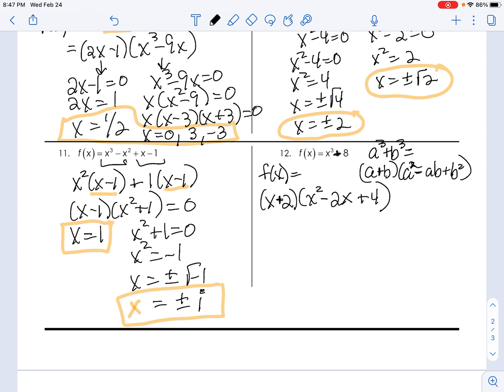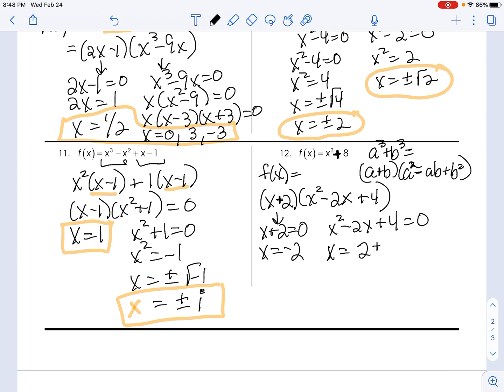The first step is factoring. The second step is solving. The first one solves easily. x plus 2 equals 0. x equals negative 2. In fact, if you were to graph that polynomial in Desmos, you would see a 0 at negative 2. But you know that since it's cubic, there are 2 more zeros. So x squared minus 2x plus 4 has to be solved using the quad formula.